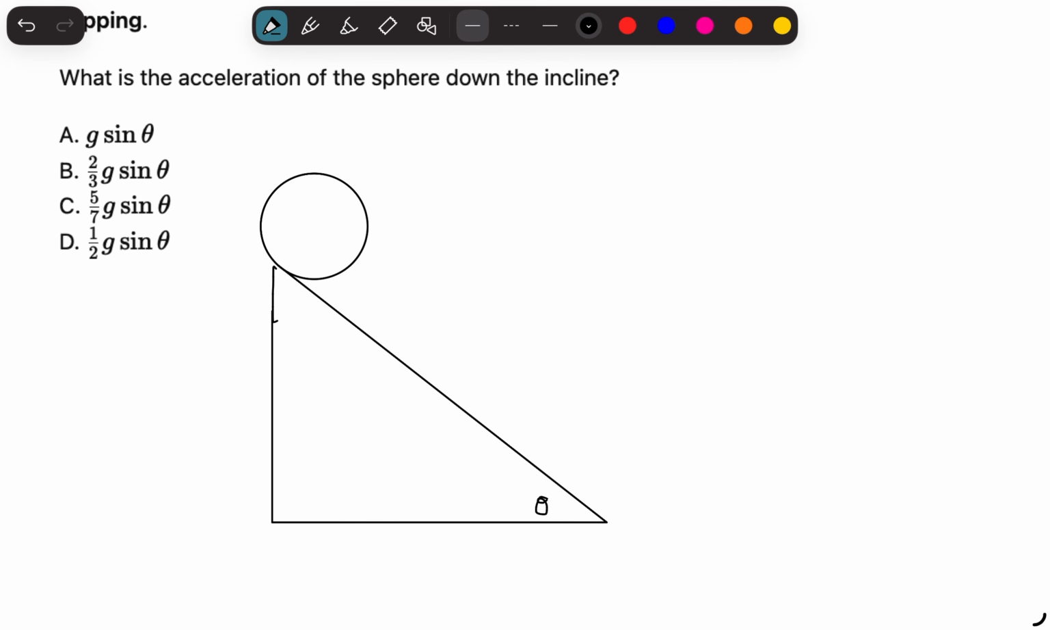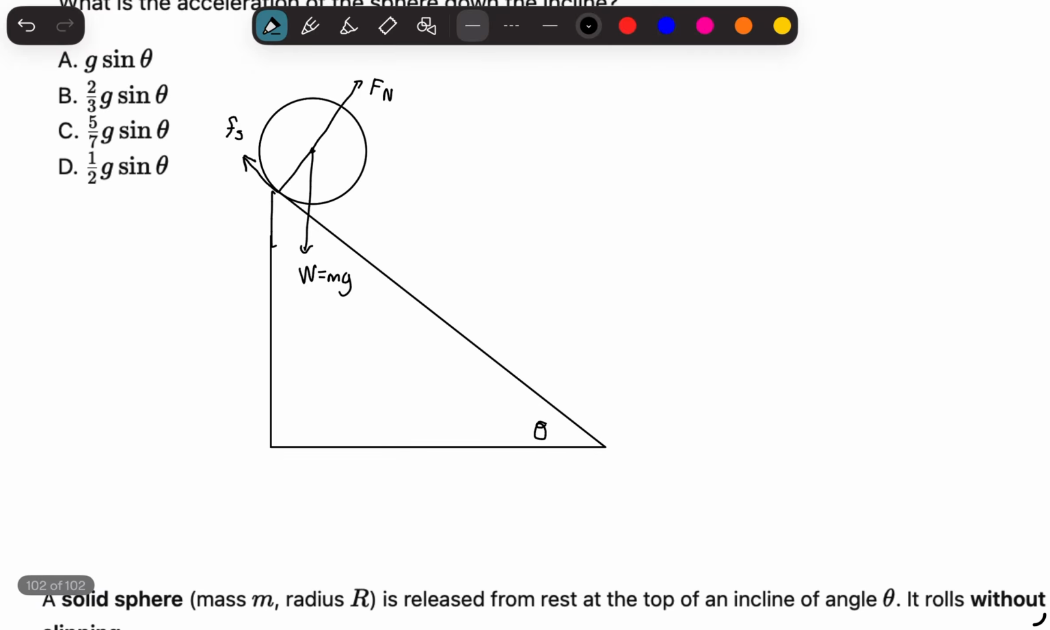So for this rolling object down an incline, you have, again, the weight mg downward. You have the normal force that's perpendicular to the plane, and you have static friction that's acting up the incline. So your gravity component that is down the incline is going to be mg sine of theta, and then the gravity component perpendicular to the incline is going to be your mg cosine of theta, like we saw earlier.